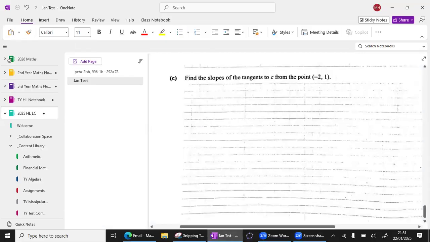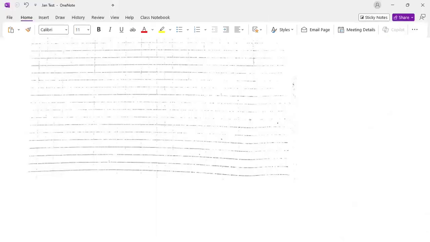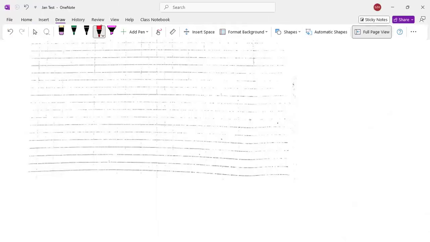Okay, so the last part of the test. Find the slopes of the tangents to C. First of all, if we see plural tangents, that's suggesting we're going to end up with a quadratic at some stage, because it's going to be two values. Now, the slopes of tangents of the circle C.